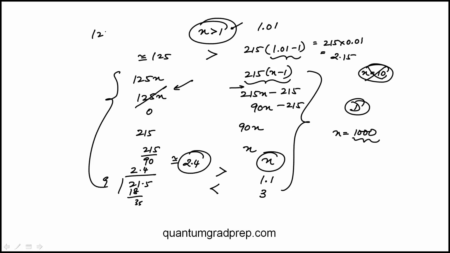So here it's 125 times 1,000, whereas here quantity B would be 215 times approximately 1,000, because 1,000 minus 1 would be 999. So clearly this would be much greater. So now we have quantity B that's greater. So you can also kind of think in terms of extremes. That also works. So the answer is choice D.